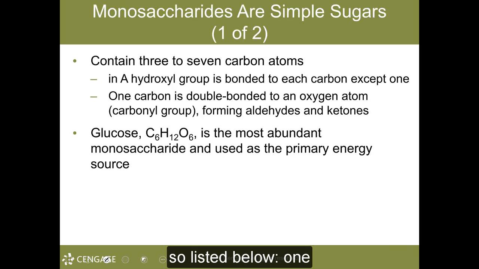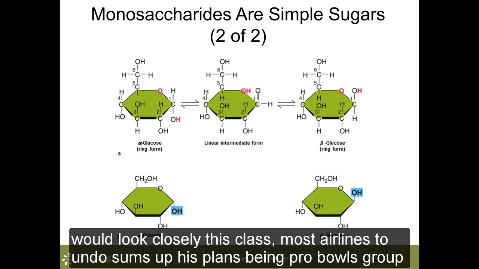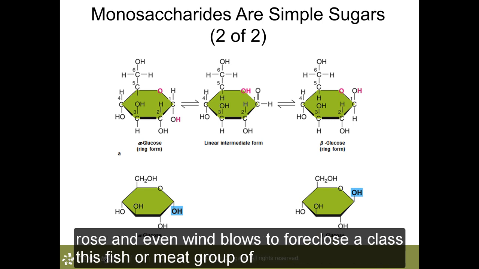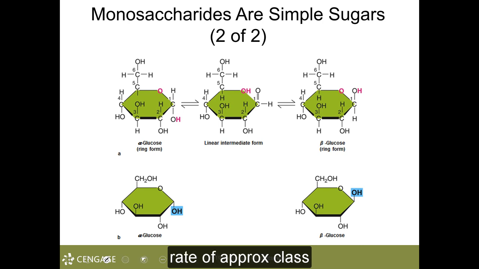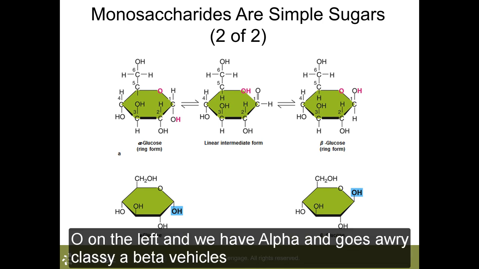So let's go to what they look like. So if you look closely, these, class, are those monosaccharides. So I've given you some examples, class, being fructose, glucose, and even ribose. So if you look closely, class, this is showing you glucose. And there are more than just one type. There are a couple of types, class. So on the left, we have alpha glucose. On the right, class, we have beta glucose.